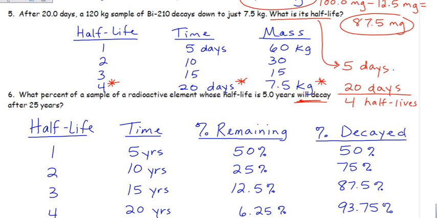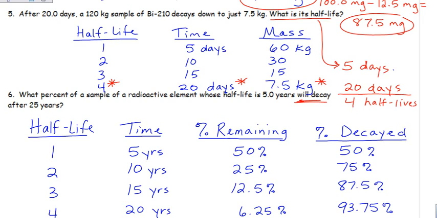That's not so bad. I mean, you could do this in your head. You know, you can count on your fingers. The first time I cut it in half, I'm down to 60. The second time, 60 goes to 30. The third time, 30 goes to 15. 4 half-lives, 15 goes to 7.5. 20 days divided by 4 is your 5-day half-life.